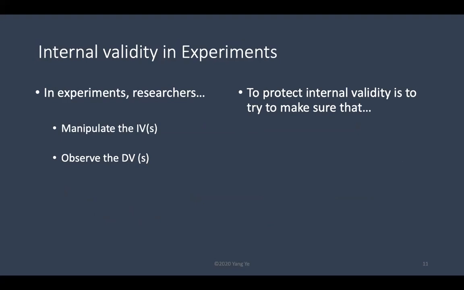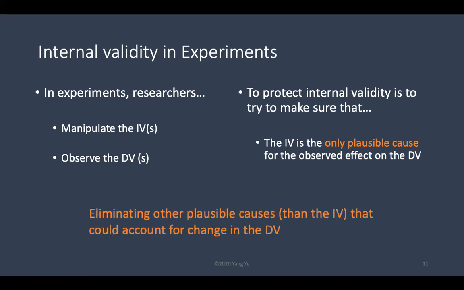In experiments, we manipulate the independent variables by creating different groups or different conditions, and we observe the changes. To protect the internal validity of experiments is basically to make sure that the variable we are interested in is the only plausible cause for any observed variation in the dependent variable. That means we have to eliminate other plausible causes, or if you can't eliminate them, you have to integrate those variables into your experimental design.